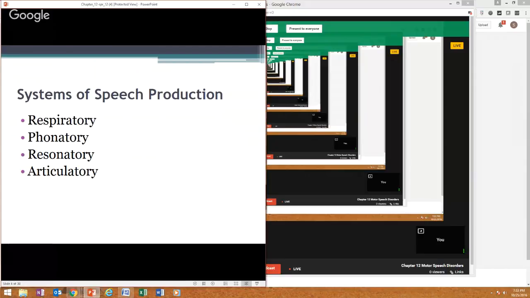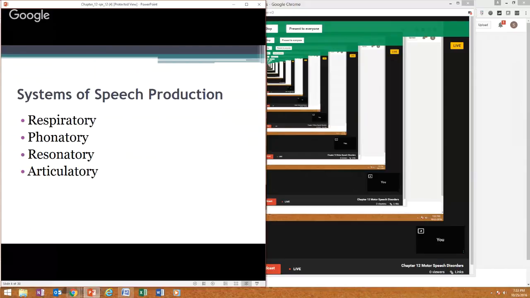Systems of speech production involve the respiratory system. Pulmonary mechanism is a major structure in the respiratory system, which regulates the inhalation and exhalation cycle for passive breathing and for producing speech. And the phonatory system regulates the production of voice and the prosodic or intonational aspects of speech.